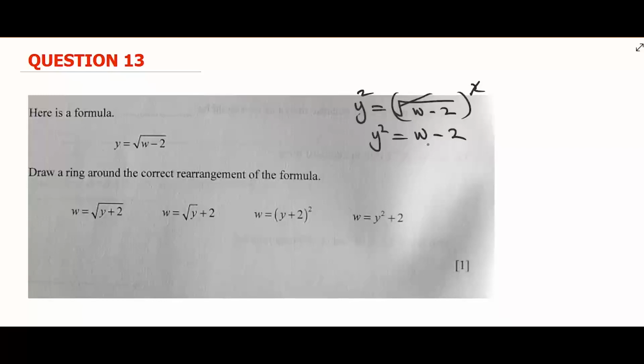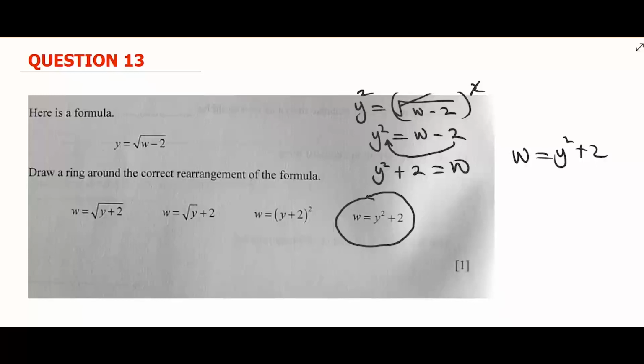Okay, so since you want w to stand alone, that means minus 2 has to come to this side, and when it leaves the right hand side for the left hand side, the sign changes to positive. So that means I have y squared plus 2 equals w, which is the same thing as w equals y squared plus 2. So which one is the correct one? w equals y squared plus 2. So this is the correct option here.